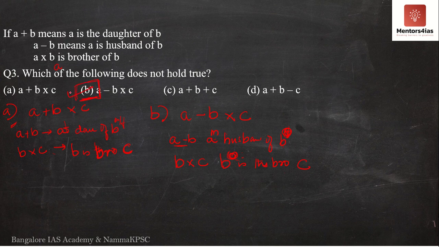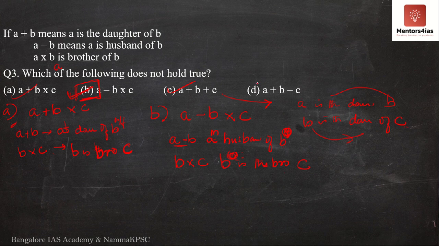Therefore, the correct option has to be B. However, let me just check C and D as well. Now, what does C say? A plus B plus C. This is very simple. I'm doing the option C. A is the daughter of B, B is the daughter of C. Possible. A is the daughter of C, meaning B is the mother of A. B is also the daughter of C. So this is valid, this is also valid, but B as of now is not valid.